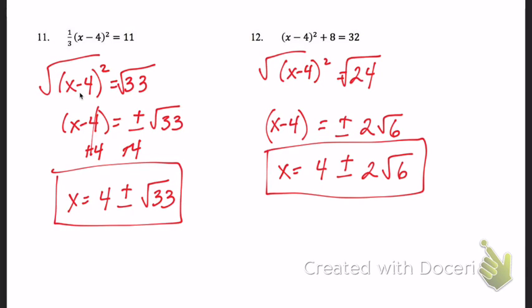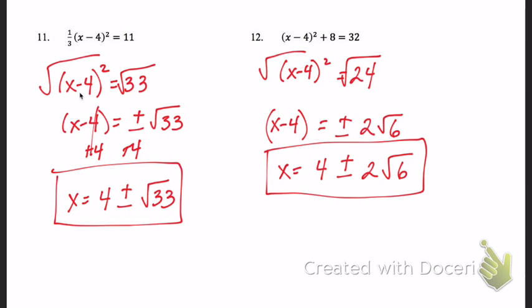Okay, for number 11, you multiply each side by 3 first. Then you take the square root of each side. You cannot simplify the square root of 33. But remember that you do put the plus or minus in front. And I add 4 to each side, so my final answer is 4 plus or minus square root of 33. For number 12, PEMDAS backwards, I need to subtract the 8 first to the other side. And so that leaves me with 24. Square root of 24 simplifies to 2 root 6 because there's a perfect square of 4 inside. Then you add 4 to each side, 4 plus or minus 2 root 6.